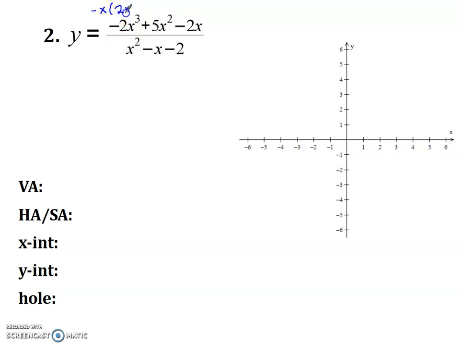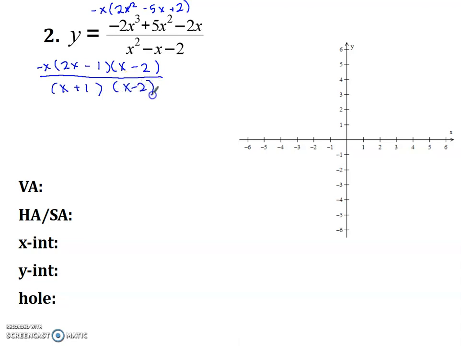So that's going to leave me with 2x squared minus 5x plus 2, and then I'm going to factor both of these trinomials. So this is going to be negative x. The 2x squared will factor into 2x and x. Okay, the positive 2 is going to factor into minus 1 and minus 2. The 1 is going to have to go with the 2x. I can't put the 2 here because there'd be a GCF, and there's no GCFs here. So minus 1, minus 2. And then this one on the bottom is going to factor into x plus 1, x minus 2.